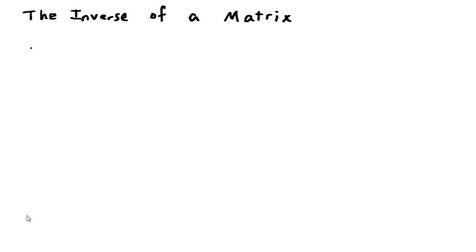In this section, we're going to look at the inverse of a matrix. We've explored addition, scalar multiplication, subtraction, and matrix multiplication for matrices. We've seen that a matrix always has an additive inverse. We might wonder if a matrix has a multiplicative inverse.